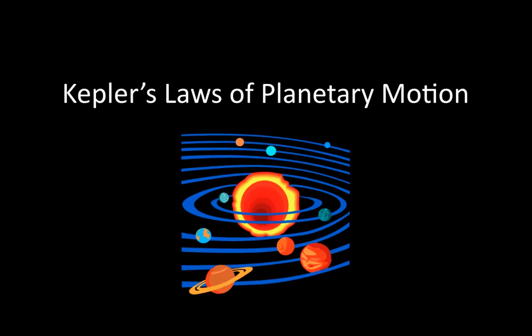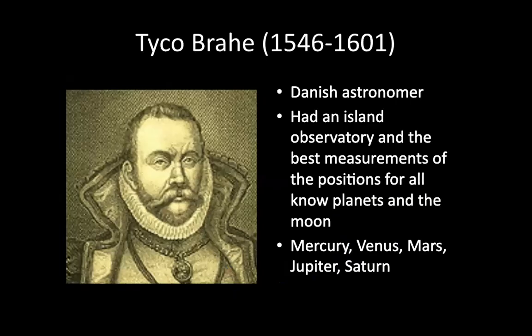All right, so today we're going to talk about Kepler's laws of planetary motion. There are 3, but we're really just going to talk mostly about the first 2. I will go over the third one, but the first 2 are the most important for you. Okay, so Tycho Brahe was a Danish astronomer. He had an island observatory and the best measurements of the positions for all of the planets and the moons. Okay, Mercury, Venus, Mars, Jupiter, and Saturn.